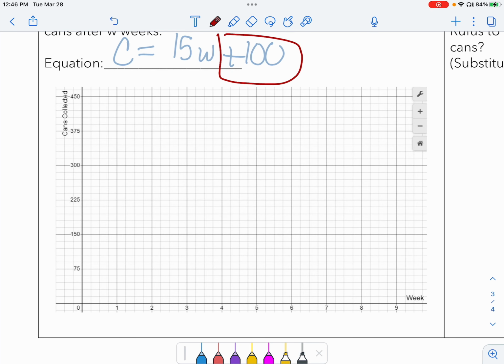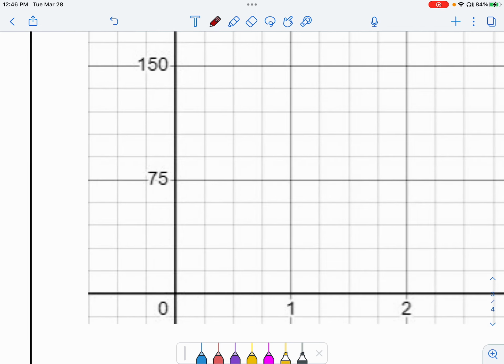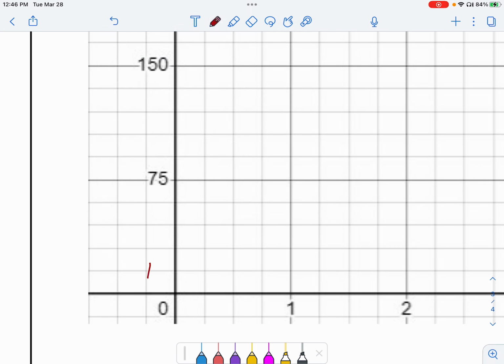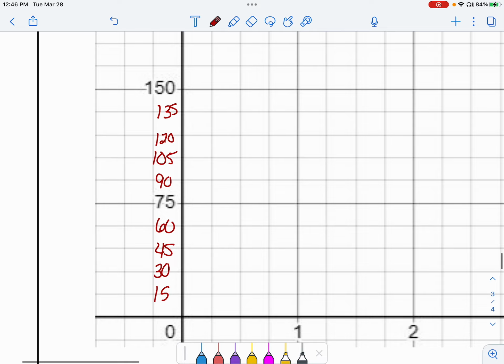So everybody, let's go up to 100 and make our first point. These are skipping by 15s. I did that on purpose. Change the pen size. There we go. So this is 15 and 30 and 45 and 60, 75 and 90, 105, 120, and 135. Please pause the video if you need to add those numbers in.